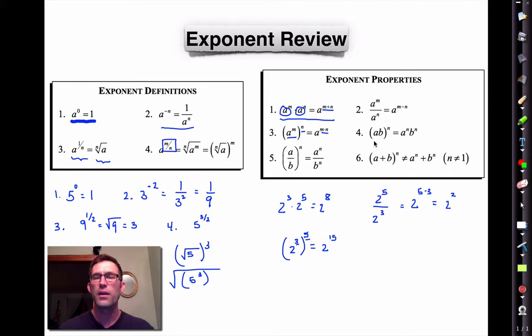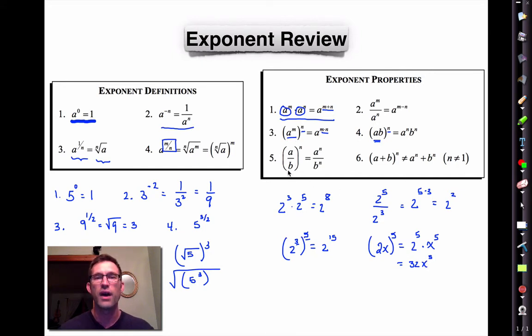As well, number 4 is very important, and this is going to show up quite a bit today. If we have a product that is being raised to a power, then that power actually distributes to the product. In other words, if I have something like 2x to the 5th, then that's equivalent of 2 to the 5th times x to the 5th, 2 to the 5th being 32, and x to the 5th being, well, x to the 5th. All right.